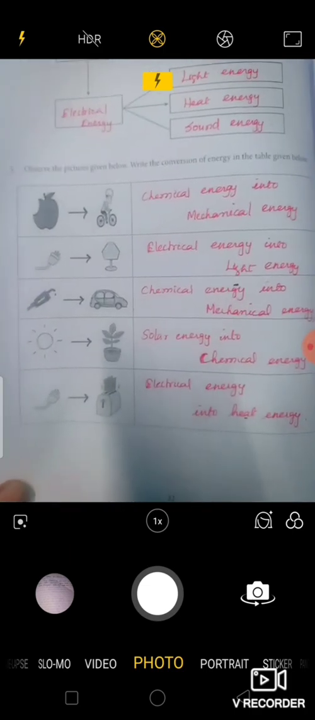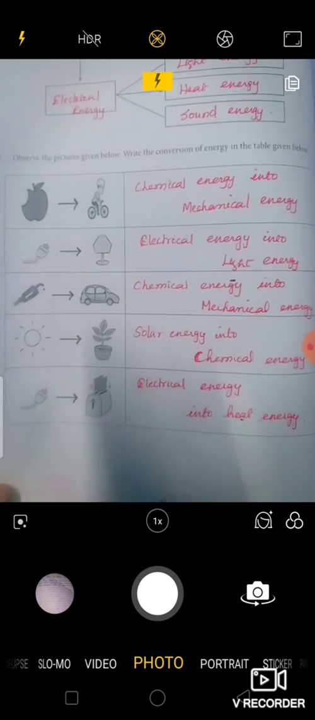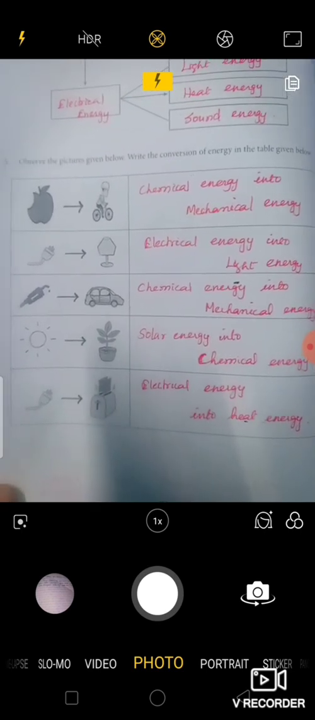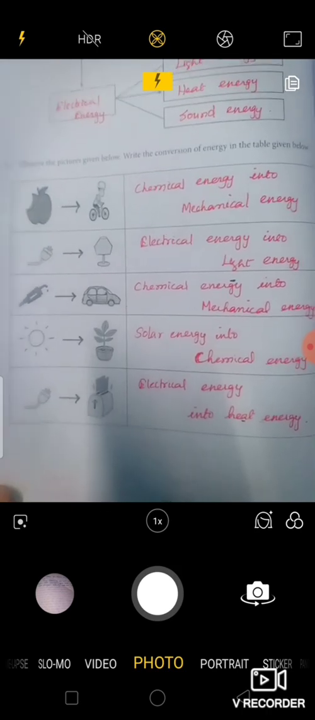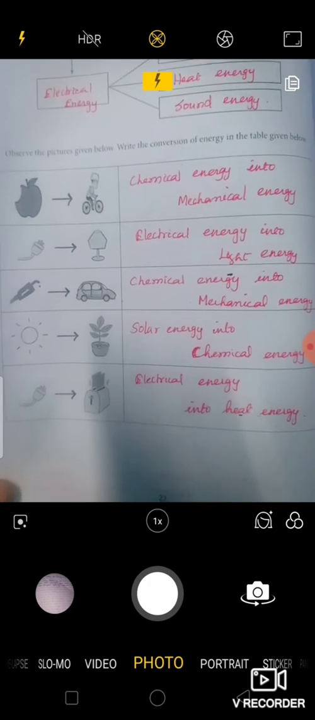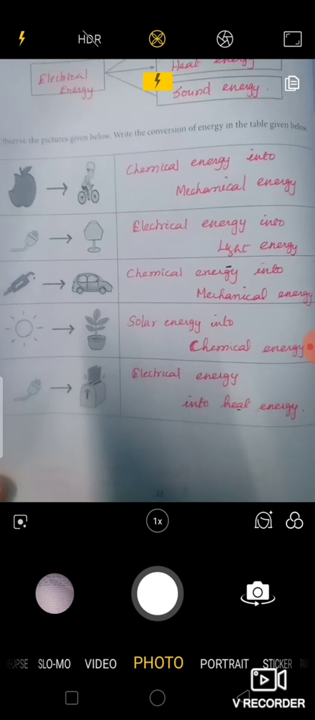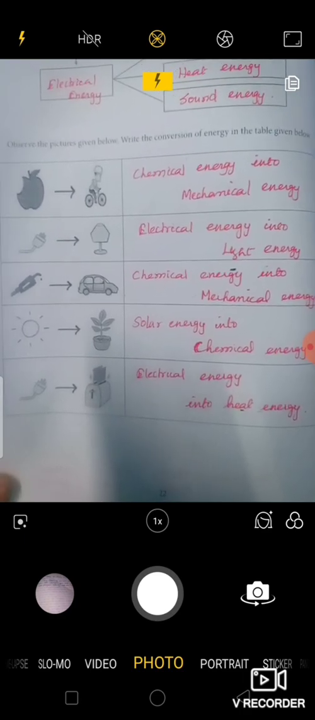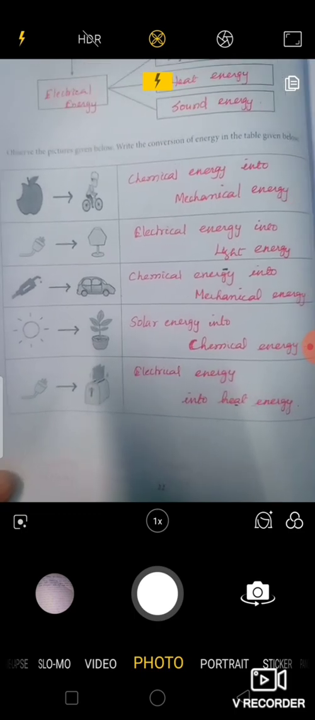They have given a table of how the energy is transformed, that you have to tell. First one is an apple they have given. By that they explain the food you are taking in. What is happening inside, that is chemical energy. You convert that chemical energy into mechanical energy by doing some work. So in the first picture, chemical energy is converted into mechanical energy.